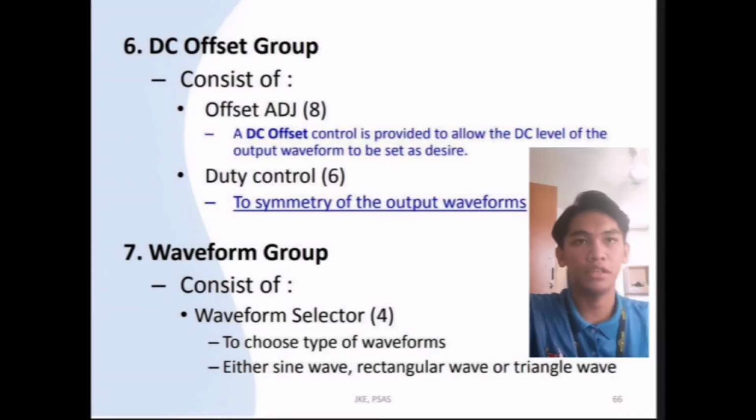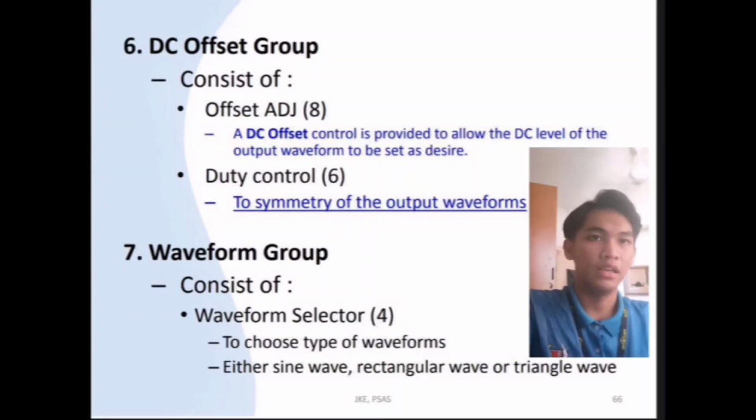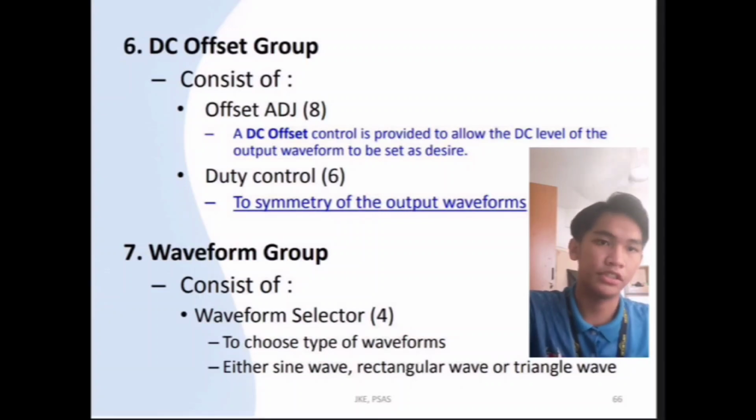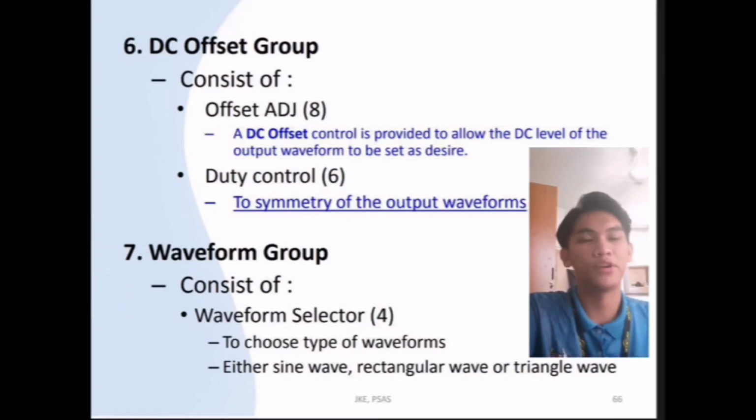The DC offset group consists of the offset adjustment. The offset control is provided to allow the DC level of the output waveform to be set as desired. Duty control is to adjust the symmetry of the output waveform. The waveform group consists of the waveform selector. This is to choose the type of the waveform, such as sine wave, rectangular wave, or triangle wave.